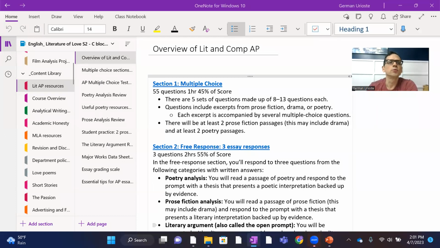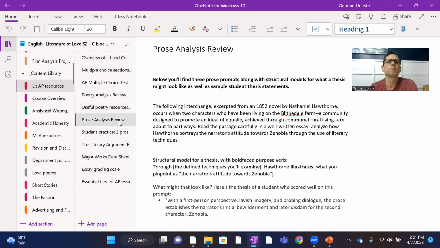Let's go to our OneNotes. And again, you'll find these Lit AP resources in the content library of your OneNote. We've covered 5 different pages. We're at the prose analysis review, so let's take a look at that.